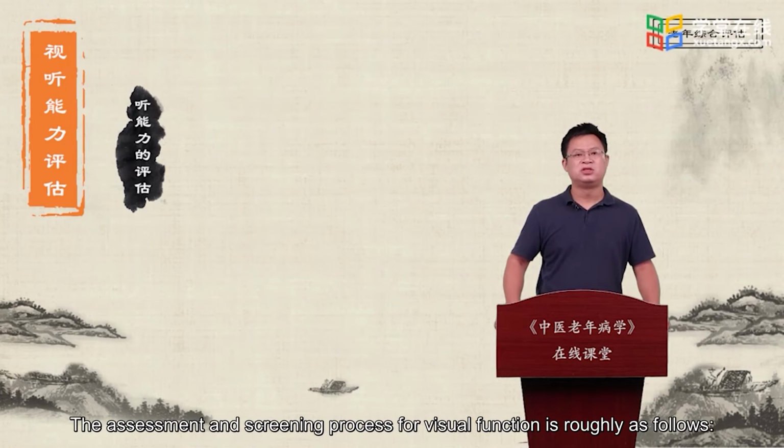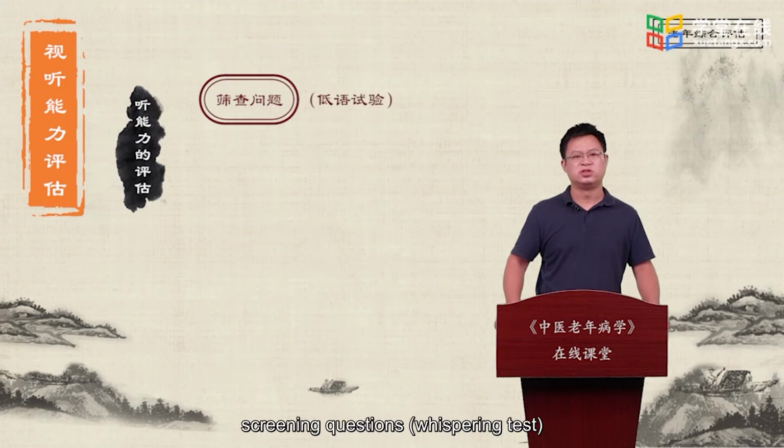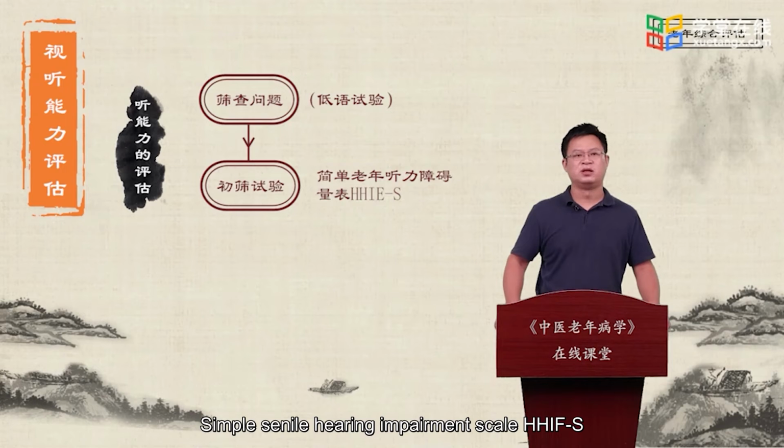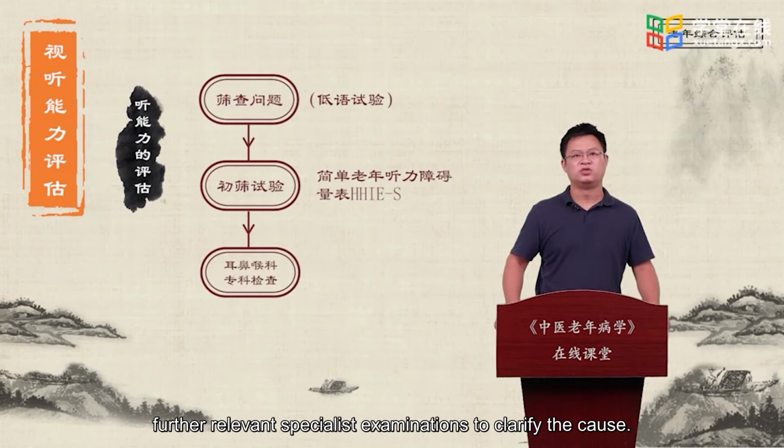The assessment and screening process for hearing function is roughly as follows. Screening questions. Whispering test. Preliminary screening test. Simple senile hearing impairment scale, HHIE-S. Further relevant specialist examinations to clarify the cause.